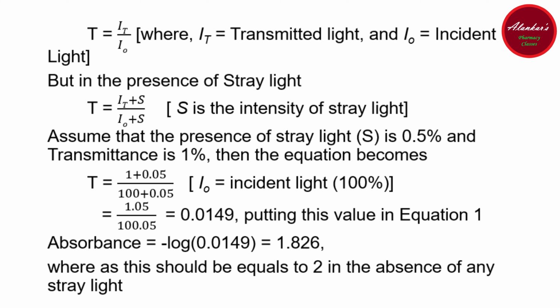If we calculate the same thing assuming a transmittance of 1% in the absence of any stray light, ideally the absorbance should be equal to 2. But here, in the presence of just 0.5% stray light, the absorbance is 1.826. So now you can understand that there is approximately 10% reduction with just 0.5% stray light reaching the detector. So this is the overall concept of stray light, why we are checking stray light and why it is very important in the case of qualification.